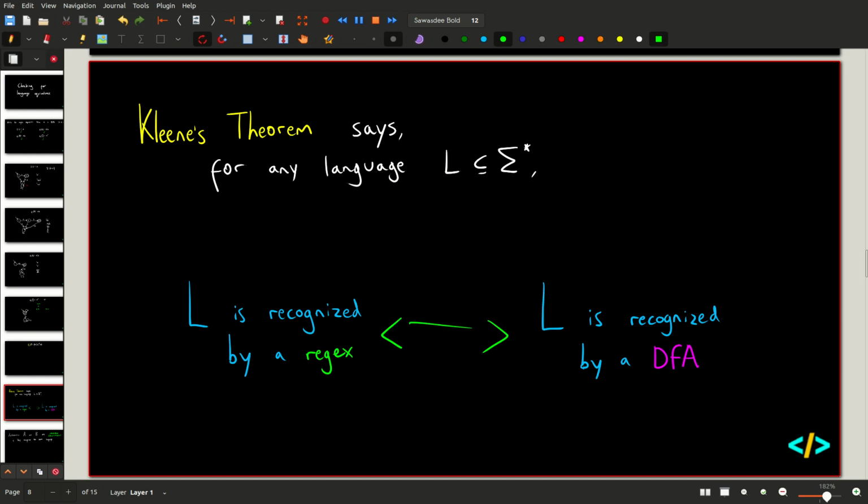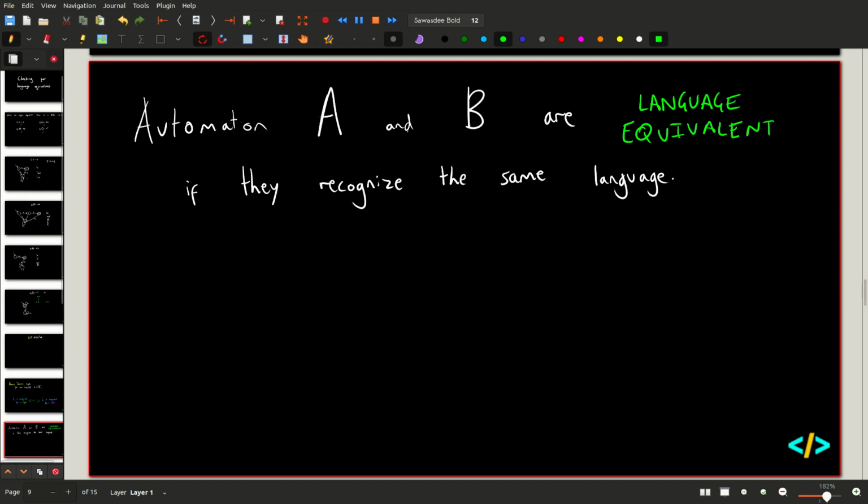Yeah, so that's what we've built up to, and we're going to use this to try and prove that two languages are language equivalent. But before we do that, what does this mean? Okay, so two automaton are language equivalent if they recognize the same language.